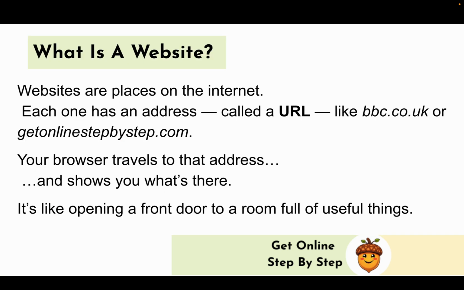So, what is a website? Websites are places on the internet. Each one has its own address called a URL, like bbc.co.uk or getonlinestepbystep.com. Your browser travels to that address and shows you what's there. It's like opening the front door to a room full of useful things.